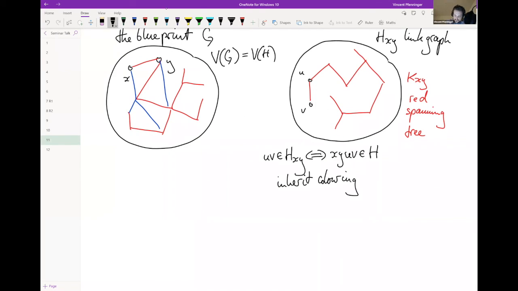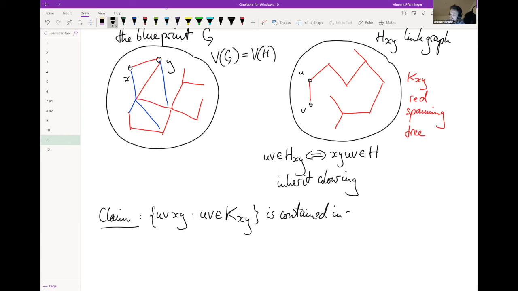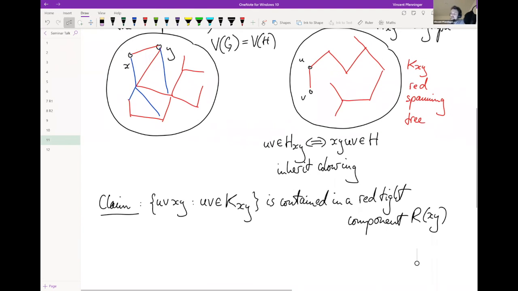So the first property we're going to look at is that the set of edges UVXY, where UV is in this red spanning tree KXY, is contained in a red tight component. And let's call it RXY. Okay, so why is that?